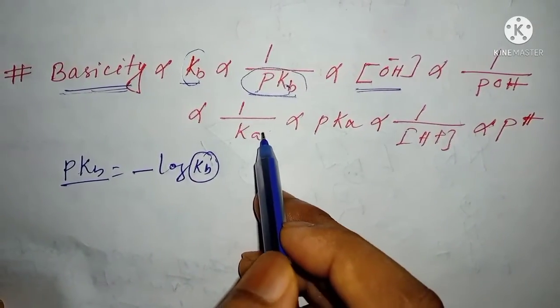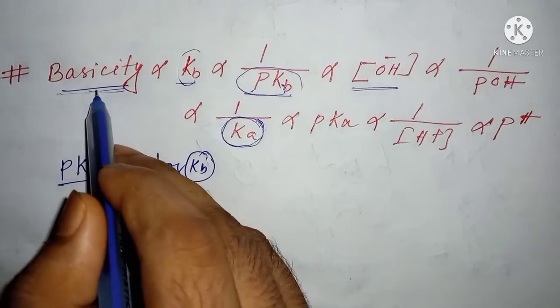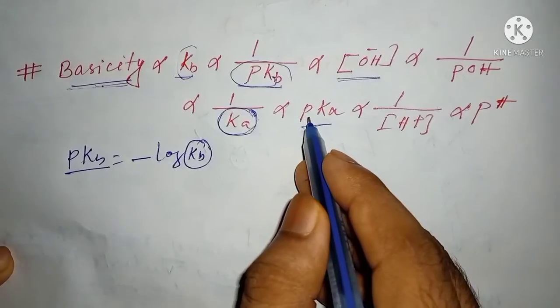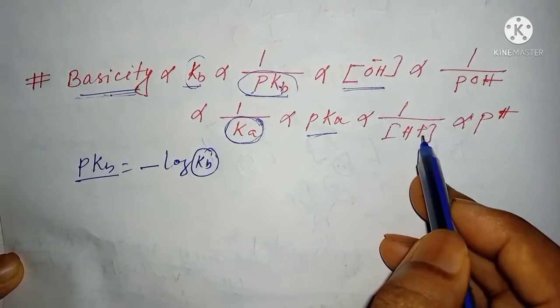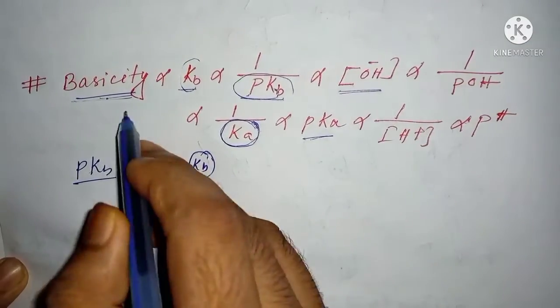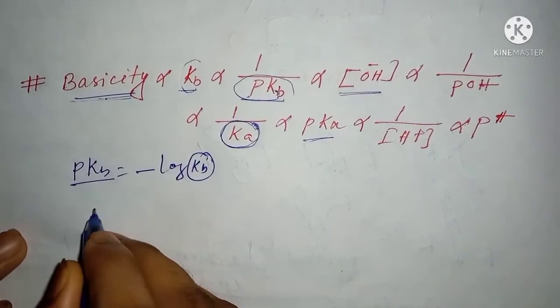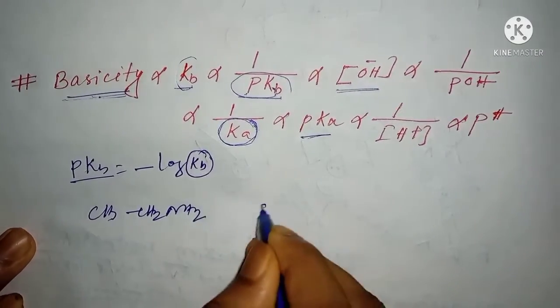Basicity is inversely related to Ka, the acid dissociation constant. As the acid dissociation constant increases, basicity decreases. pKa is directly proportional, so as pKa increases, basicity increases. As H plus concentration increases, basicity decreases. As pH increases, basicity increases.